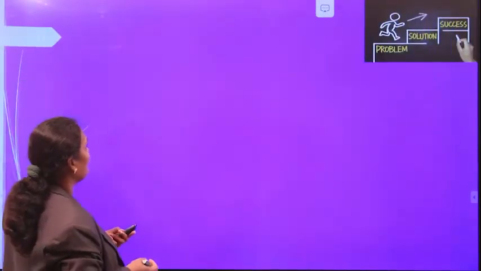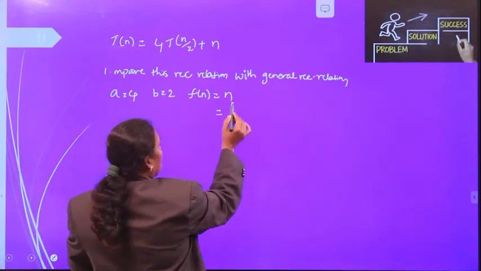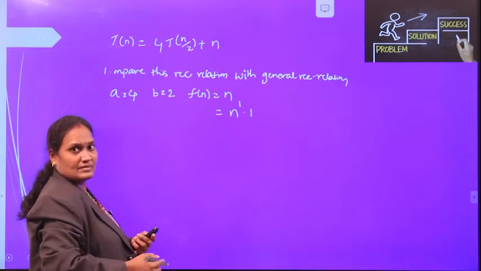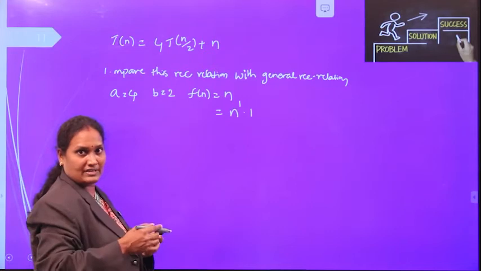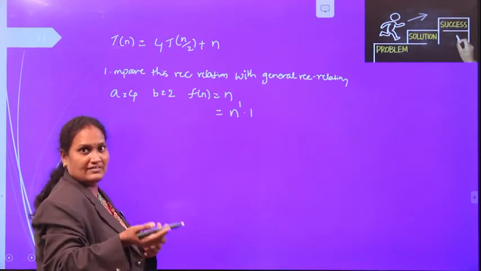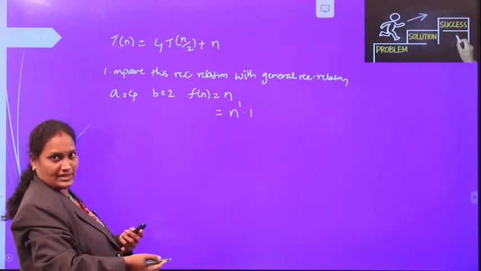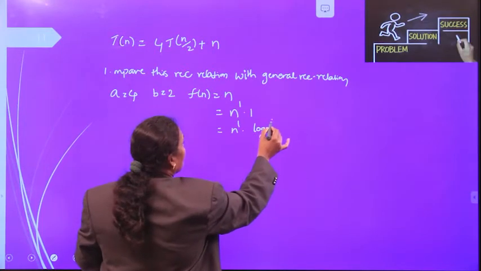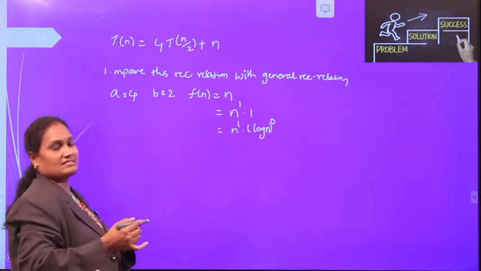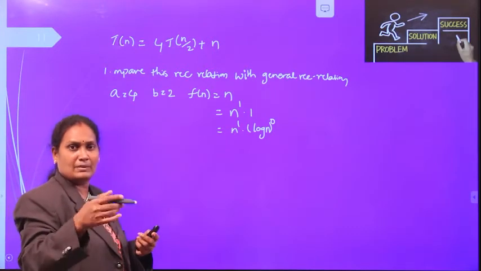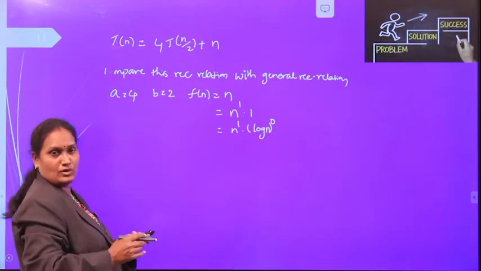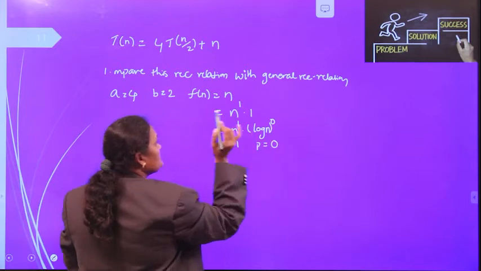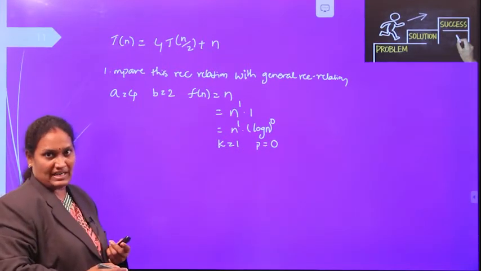Now let us see how to write that f of n as n power k log n power p. I am writing n power 1 into 1, which becomes n. It does not change the value of f of n. Now I am writing n power 1 into log n power 0, replacing that 1 with log n power 0, which is 1. So it does not change the value of f of n. So here k value is 1 and p value is 0.